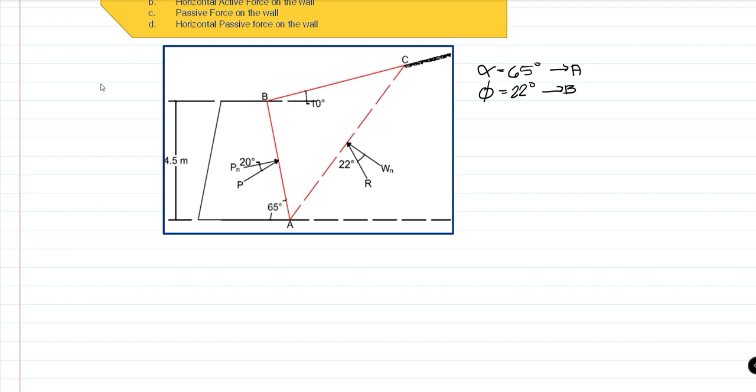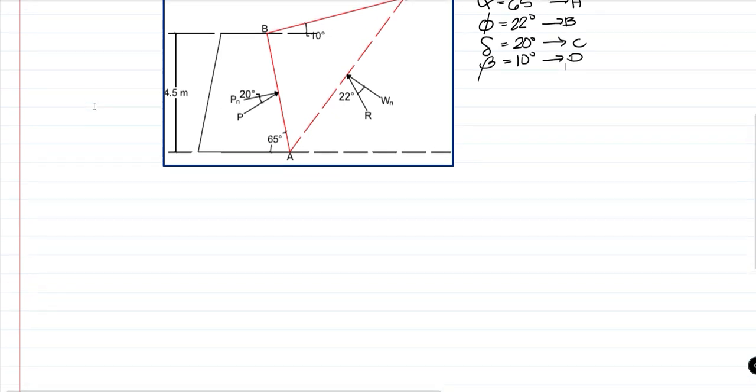Then, meron tayong small delta, which is yung 20 degrees. Yan yung angle of friction ng wall. Yan yung magiging C natin. And meron tayong beta, which is the 10 degree angle. At yan yung magiging D natin. So, yung beta, yan yung slope nung backfill natin. So, we'll start by getting the active earth coefficient.